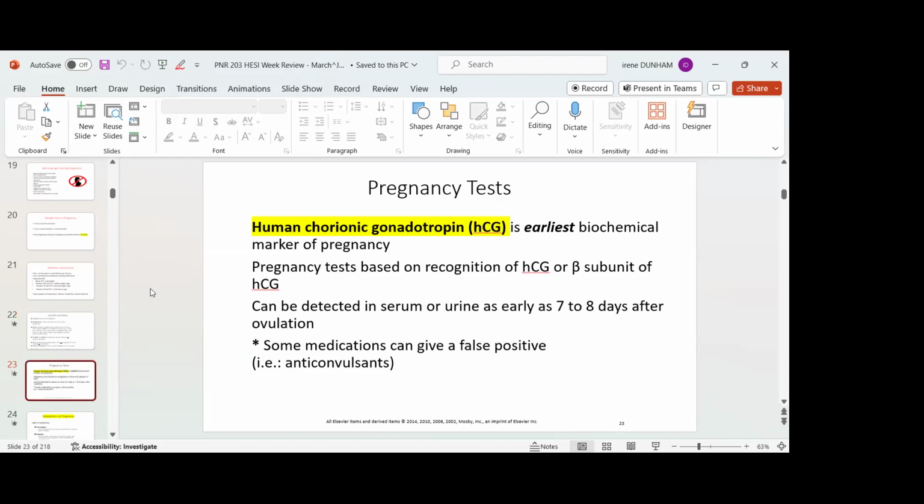Okay, so let's talk about pregnancy tests. The earliest test that we have is what? HCG, the human chorionic gonadotropin. All right, and it can be detected as early as 7 to 8 days after ovulation. That's pretty good. Okay, so again, the HCG, human chorionic gonadotropin. Alrighty.